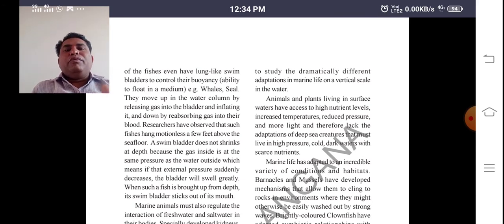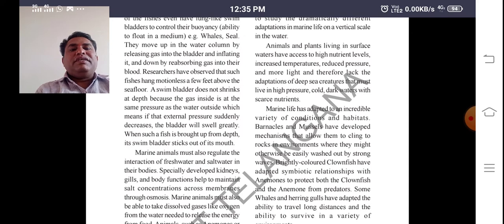In both cases, the bladder helps the movement for swimming. Researchers have observed that such fishes hang motionless a few feet above the sea floor. A swim bladder does not shrink at depth because the gas inside is at the same pressure as the water outside, which means if that external pressure suddenly decreases, the bladder will swell greatly. When such a fish is brought up from depth, its swim bladder sticks out of its mouth.